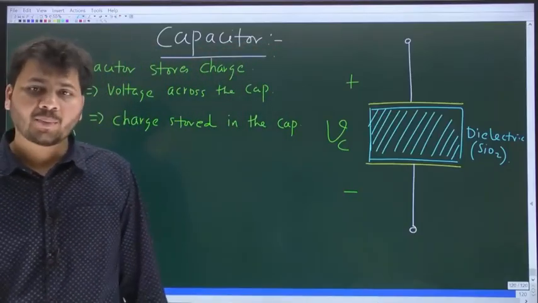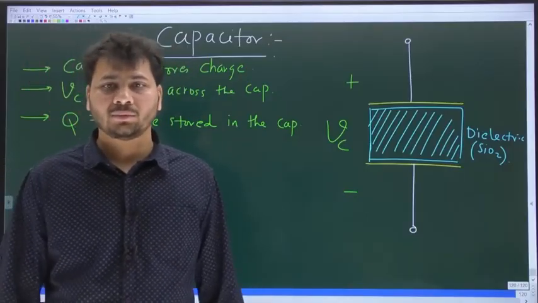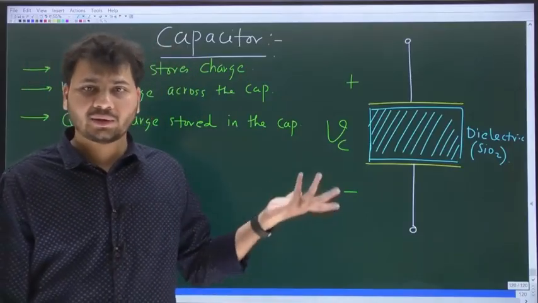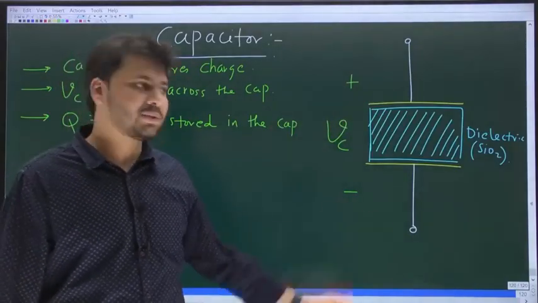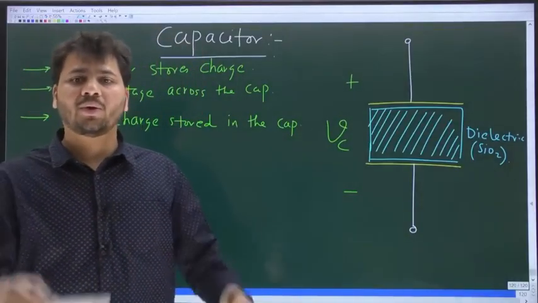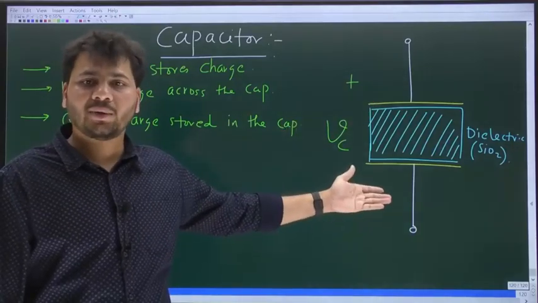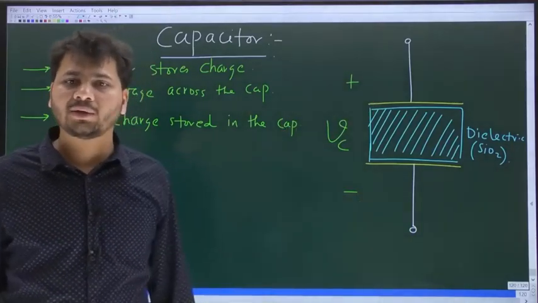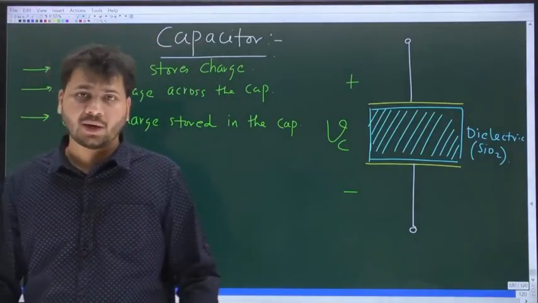Because the top plate and the bottom plate both carry equal and opposite charge. In the earlier example, I told you, let's say the top plate contains plus 10 coulombs. Then the bottom plate will contain minus 10 coulombs. What is the total charge on both the plates? Plus 10 coulombs added with minus 10 coulombs. The sum is always 0. So for the capacitor, the net charge is always 0.